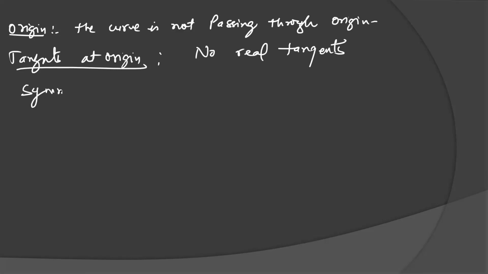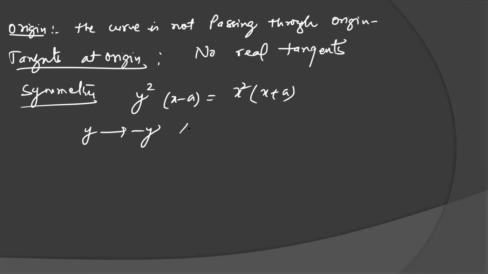Symmetry. y square (x minus a) equal to x square (x plus a). Replacing y by minus y, the equation is the same, meaning it is symmetric about the x-axis. So the curve above the x-axis will look like the curve below the x-axis. Points of intersection: this is very important in this case.